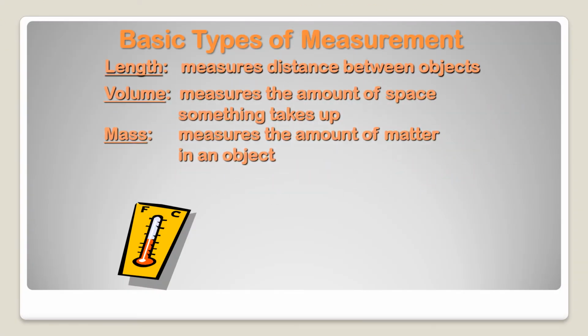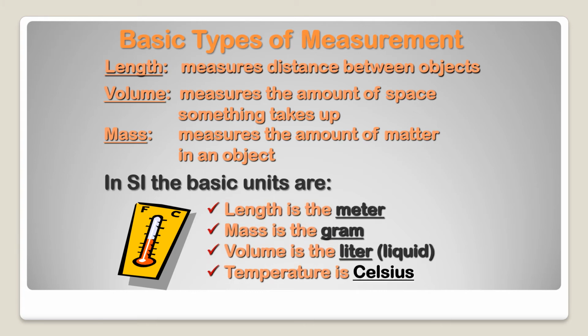So we have basic types of measurements we're going to discuss today. Length, volume, mass. Length measures distance between objects. Volume measures the amount of space something takes up. And mass measures the amount of matter in an object. So in the SI system, the basic units for this are going to be the meter, the gram for mass, the liter for liquid, and you're probably familiar with this if you drink soda or anything like that. You get a 2 liter of whatever. And temperature is done in Celsius.